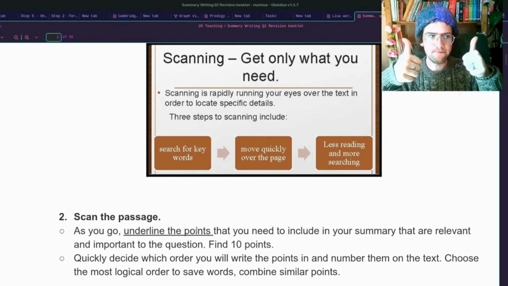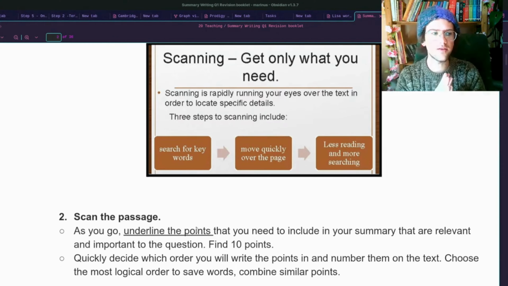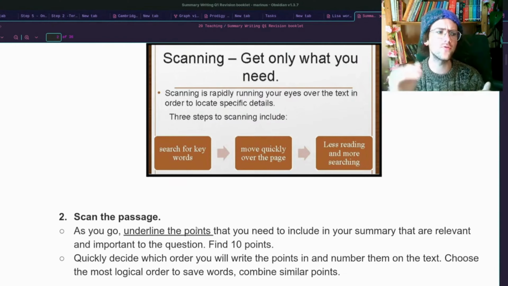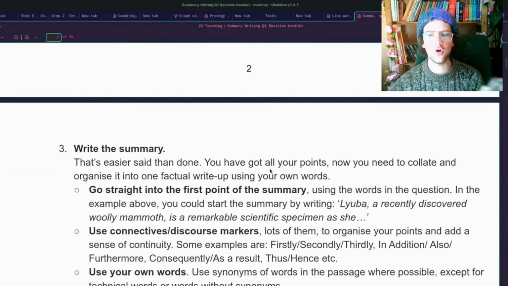All good? Okay. Then, this is very, very simple. Most of my students know how to do this. You're just not sure necessarily how to structure it. So what you're going to do is go through the things that you highlighted and number them to put them in the order you want to have them in your passage. From there, you're going to write your summary.